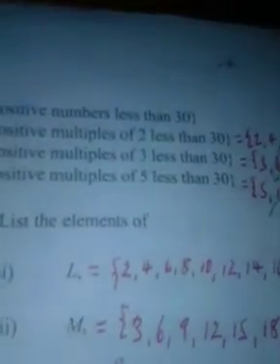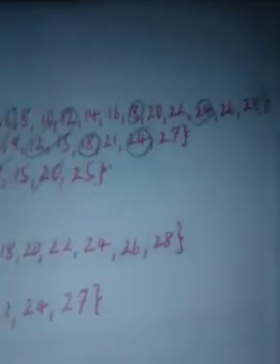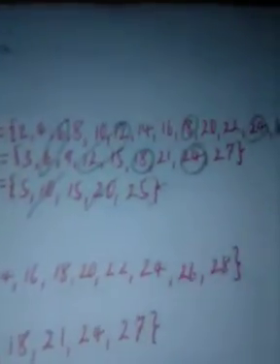Number 12. All right. L is equal to the positive multiples of 2 less than 30. So 2, 4, 6, 8, 10, 12, all the way up to 28. So that's L. I wrote it here. M is equal to the positive multiples of 3 less than 30. 3, 6, 9, all the way up to 27. N is equal to positive multiples of 5 less than 35: 5, 10, 15, 20, 25. The universal set is equal to positive numbers less than 30. That would be 1, 2, 3, all the way up to 29.